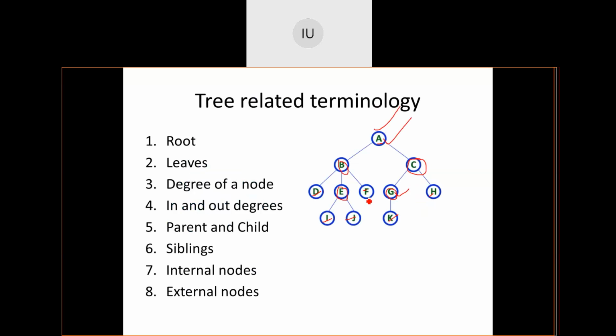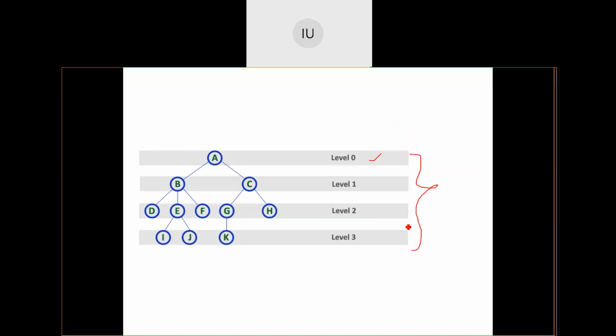When I ask you the total level of the tree, I'm talking about 0, 1, 2, 3. 3 is the last level of the tree. So the level at which the last leaf node is ending is termed as the level of the tree, which is 3. If I ask you what is the height of the tree, height of the tree is nothing but level of the tree plus 1. So level of the tree plus 1 indicates the height or the depth of the tree.